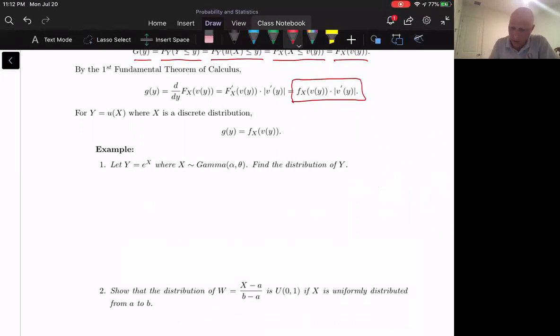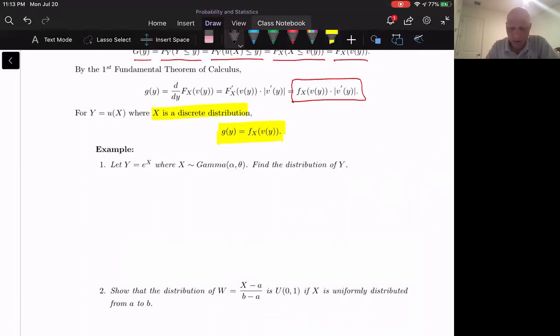By the way, there is a slight difference if your x distribution is discrete. Then notice that you don't actually have a derivative part in there. It's just the discrete PMF evaluated at your v of y function. I think there will be an example in here somewhere with that. But let's take a look at number 1, which isn't discrete.